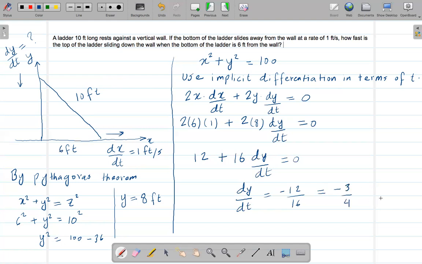And the unit here, since we are finding dy over dt, should be feet per second. And the reason there is a negative here is that since it's going down, the distance is decreasing. That's why there is a negative here. Okay.